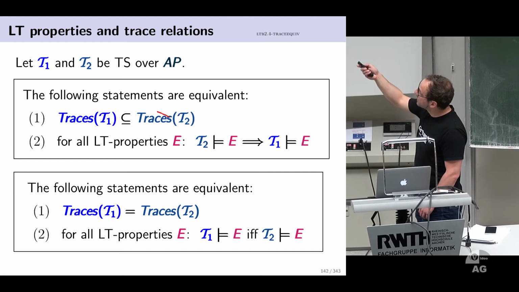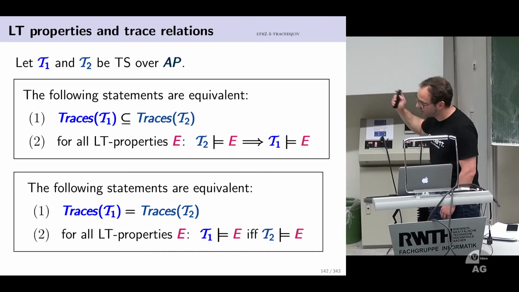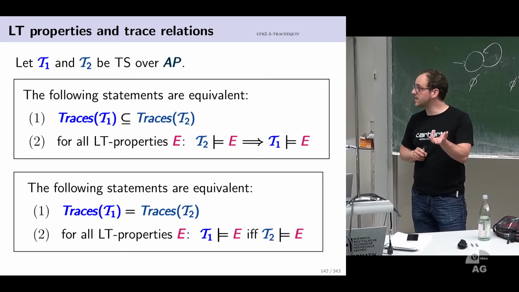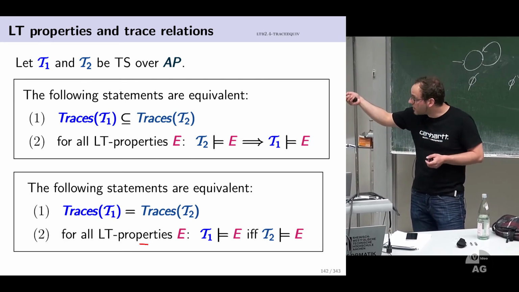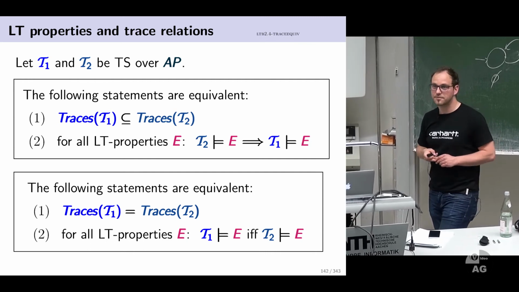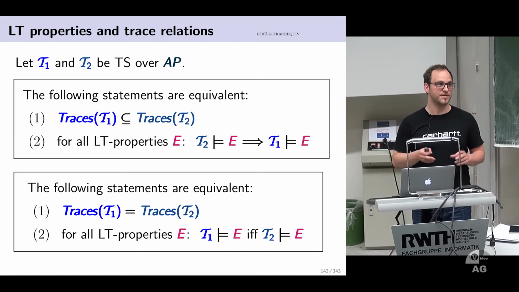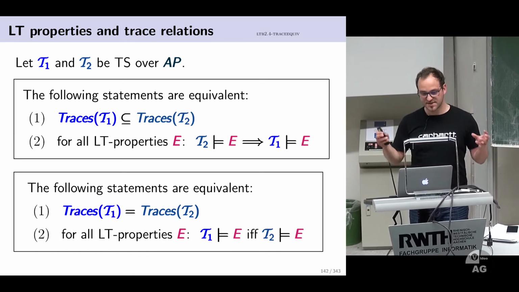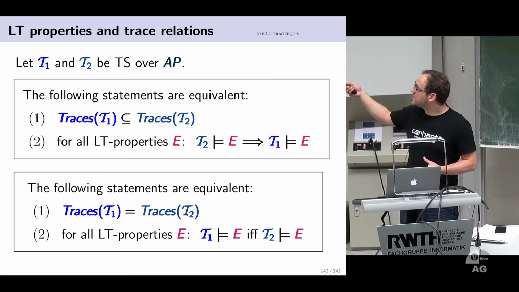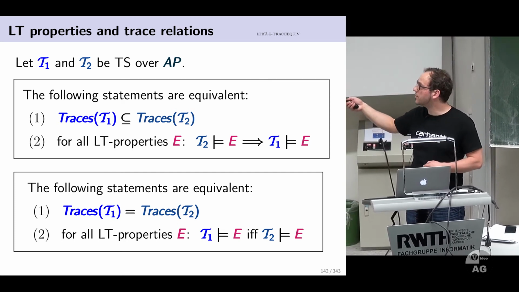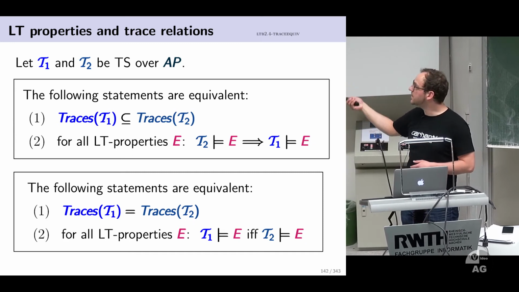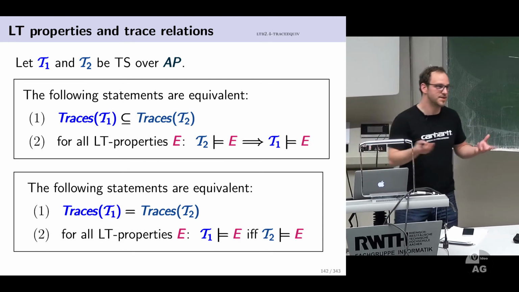But similarly to trace inclusion, you get the following theorem that says it's equivalent that both your transition systems have the same traces. That is equivalent to that for all linear time properties, they satisfy exactly the same properties. Okay? Is this roughly clear? So if you have transition systems with the same traces, they satisfy the same linear time properties, because clearly, if the traces, for example, of T2 are fully included in a linear time property, then so are the traces of T1 and vice versa. And if there is a trace in T2 that violates some property E, well, then the trace is also included in T1 and it also violates the property.